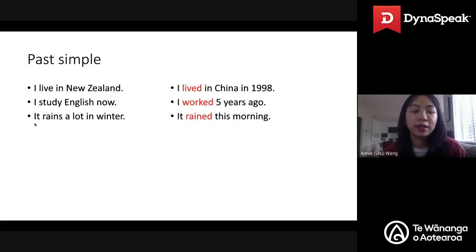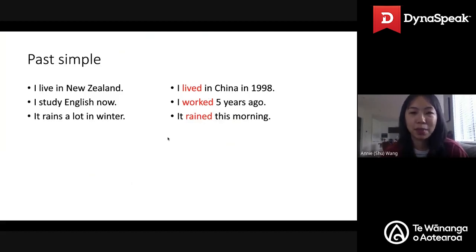Okay. So let's say it rains a lot in winter in New Zealand. It's true. It rains a lot in winter. It's something that's always true. And this morning is the past. It rained. So we use the past form. It rained this morning. Rain, we use the ed, the past form.